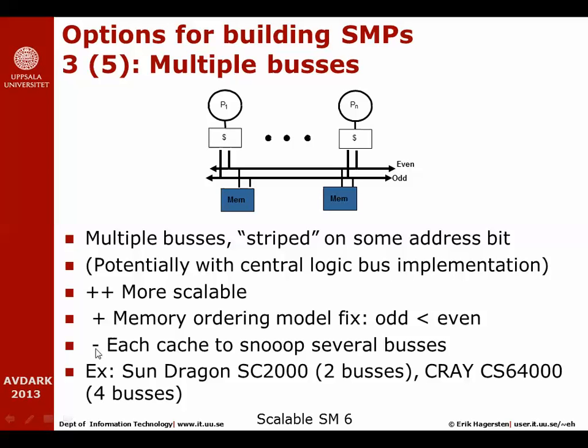The drawback is, of course, that now each cache has to snoop two different buses, so the interface between the cache and the buses may be more expensive. There are at least two commercial examples where these kinds of multiple bus snooping systems have been successful.